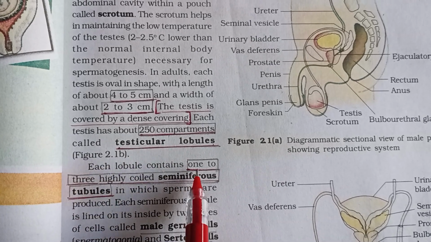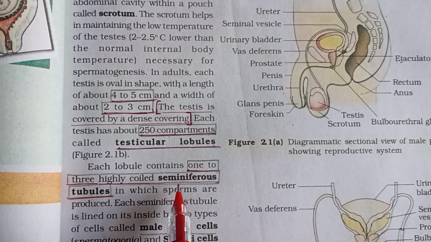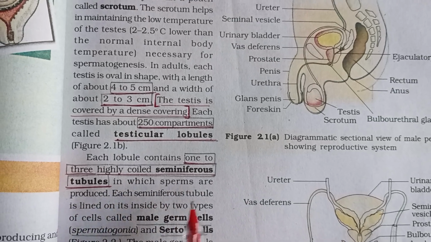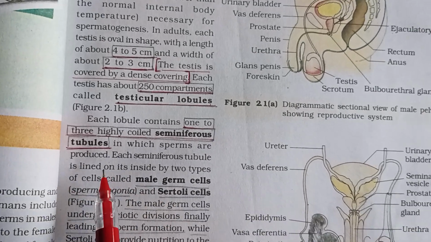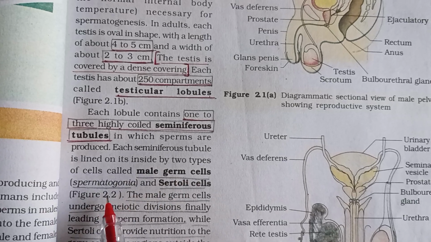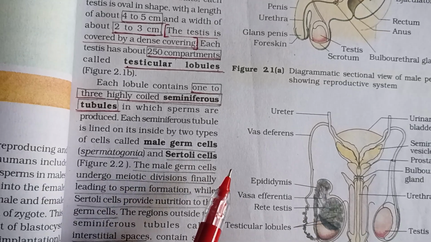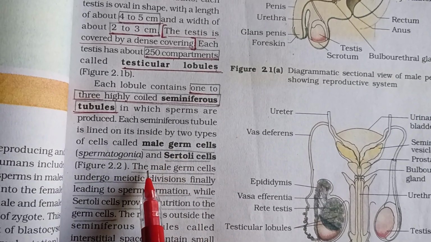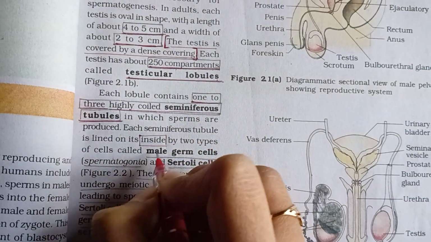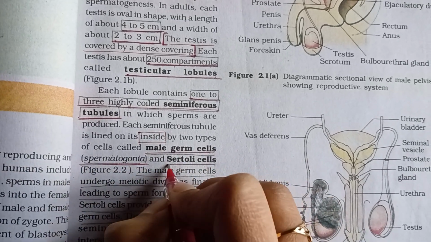Each lobule contains 1 to 3 highly coiled seminiferous tubules in which sperms are produced. Each seminiferous tubule is lined on its inside by two types of cells called the male germ cells, that is spermatogonia, and Sertoli cells. So this is about the inside part of the seminiferous tubule. Male germ cells, spermatogonia, and Sertoli cells are there.